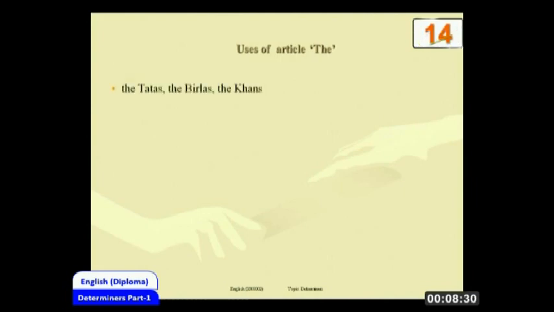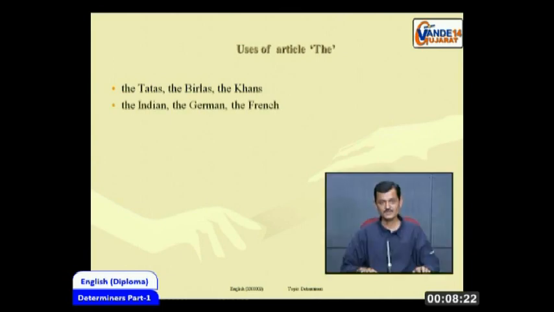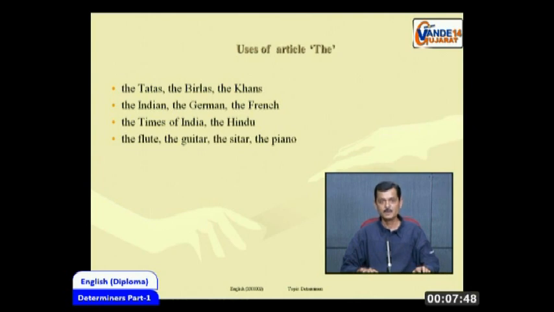Further, article the is also used before the names of whole families: the Tatas, the Birlas, the Khans. The is also used before the names of nationalities. We don't say the India, but we do say the Indian. We don't say the Germany, but we do say the German, the French, the Italian, the Gujarati, etc. The is also used before the names of newspapers: the Times of India, the Hindu, the Sandesh, the Divya Bhaskar, etc. Further, it is used before the names of musical instruments: the flute, the guitar, the sitar, the piano, etc. And, as we have said earlier, before the names of ships: the Ashoka, the Titanic, the Vikrant.